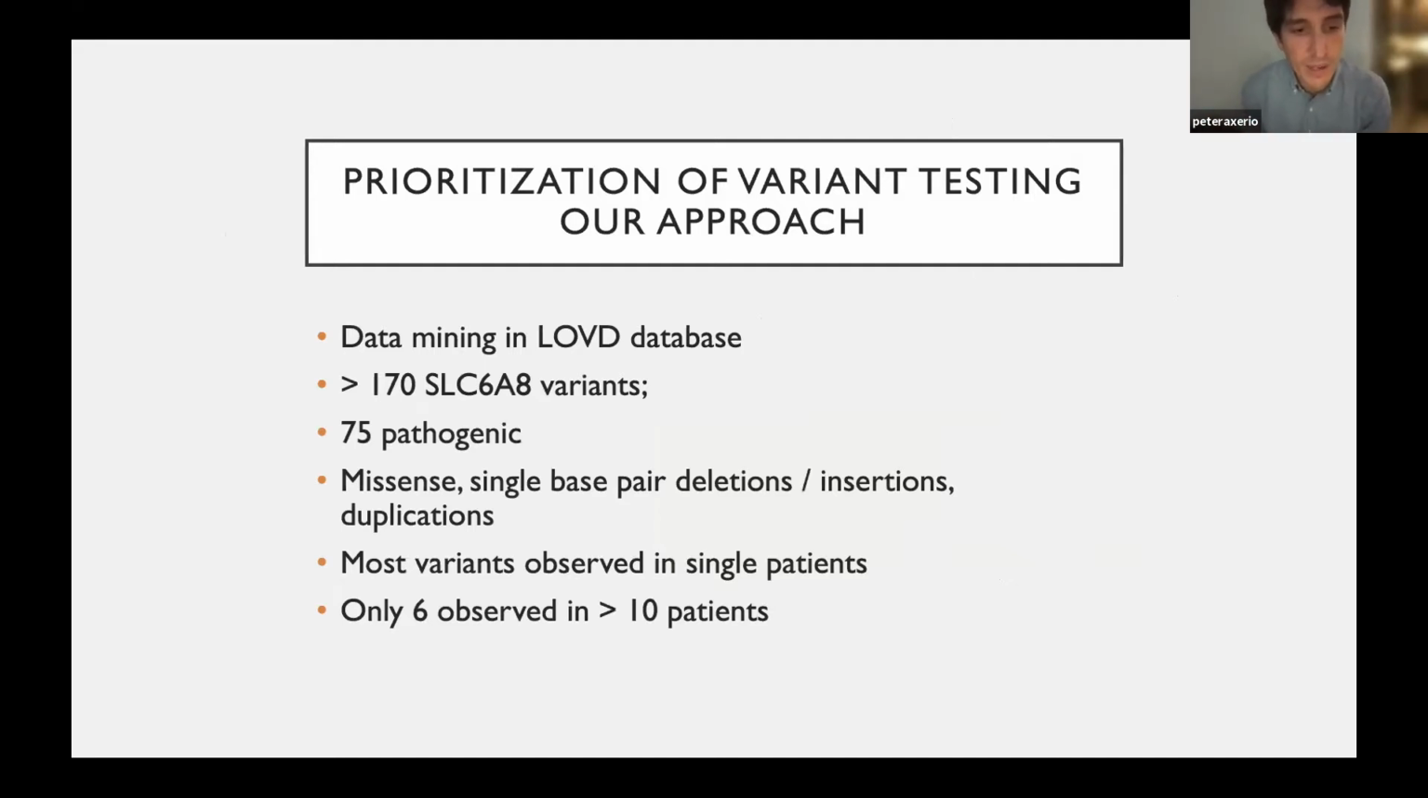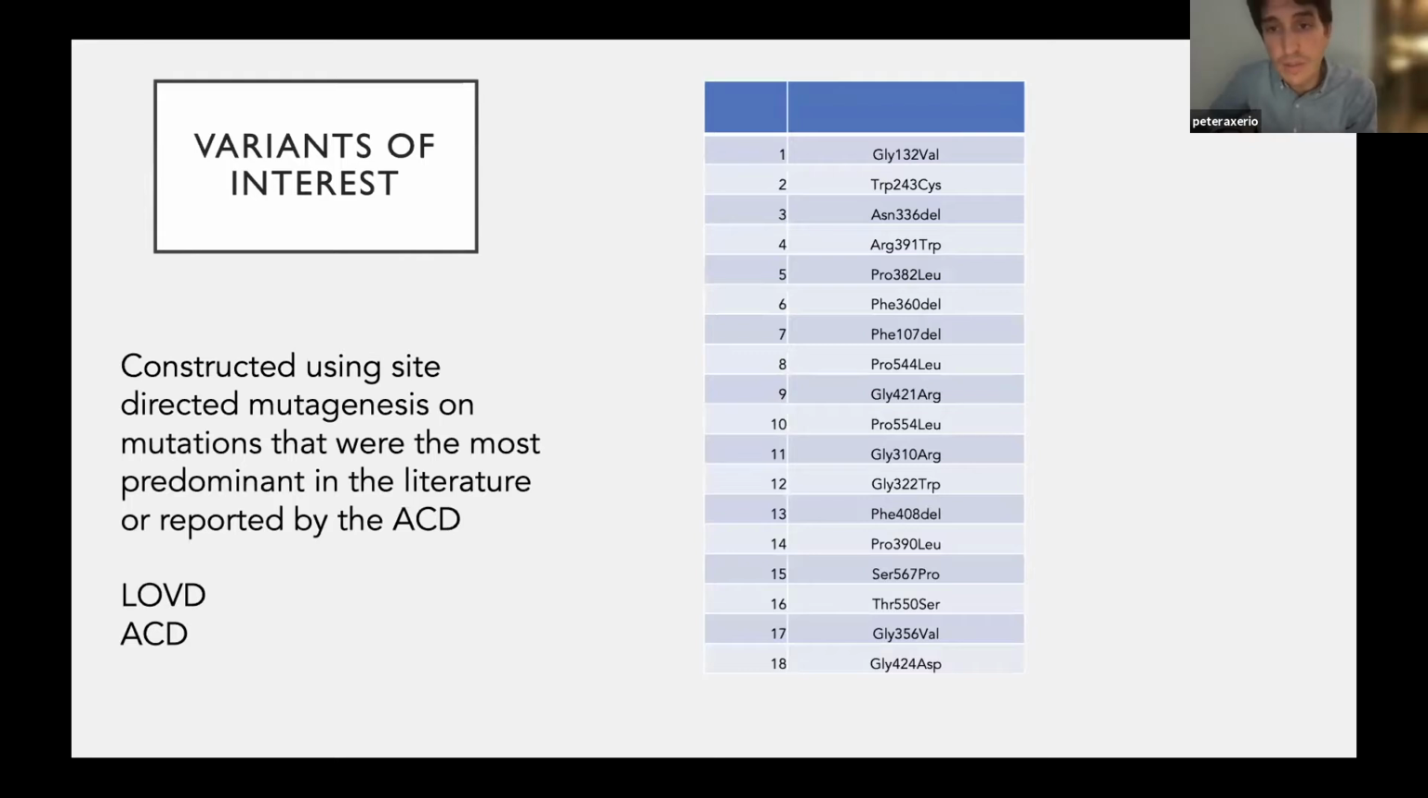So how do we prioritize what type of variants? There's a lot of variants, as mentioned before. Overall, we data mined the LOVD database. There were 170 variants, 75 of them pathogenic, and most of them, as mentioned, were single base pair deletions or missense. Most of the variants were observed in single patients, and only 6 were observed in more than 10 patients. So once we created this database, we can construct them in the lab. We have plasmids for all of these and more, and we transfect them in HEK cells and then test them in our assays.